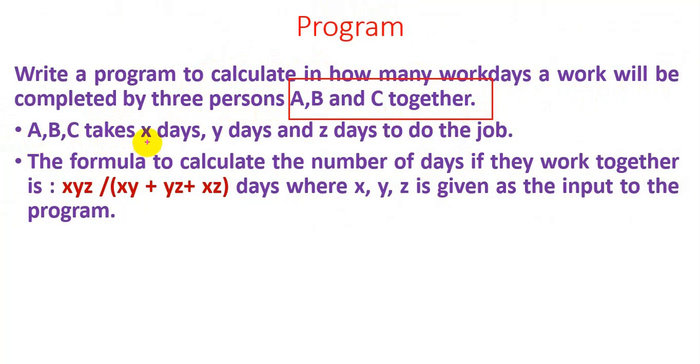A, B, C take X days, Y days and Z days. That means A takes X days, B takes Y days and C takes Z days to complete a task when they work individually. The formula to calculate the number of days if they work together is X into Y into Z divided by X into Y plus Y into Z plus X into Z, where X, Y and Z are given as input to the program. Now we will do the program.